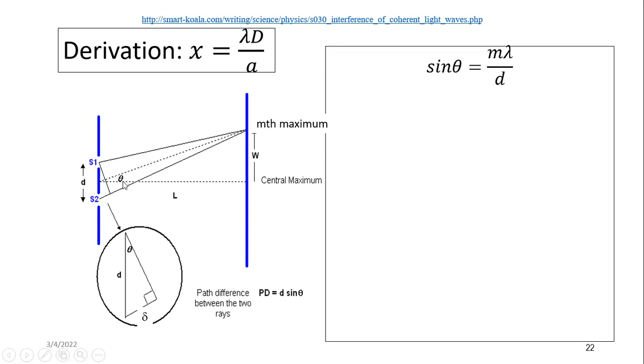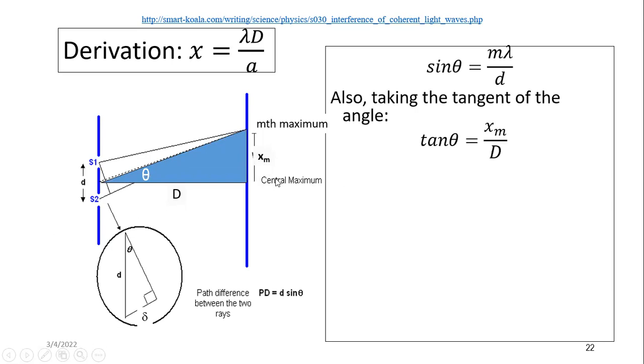Okay, now let's focus on this triangle. This is your D, there's your theta, that triangle. So we know XM, we know D and your angle theta. So taking the tangent, XM over D. Okay, and remembering the angle is very small.